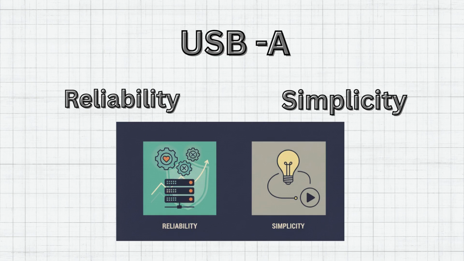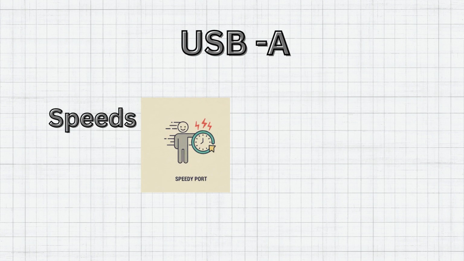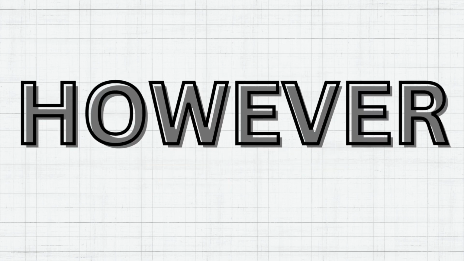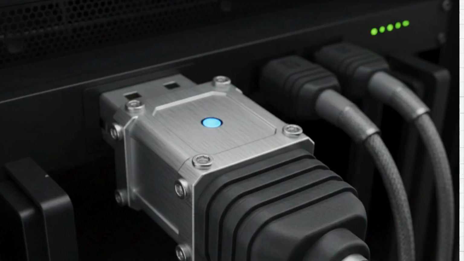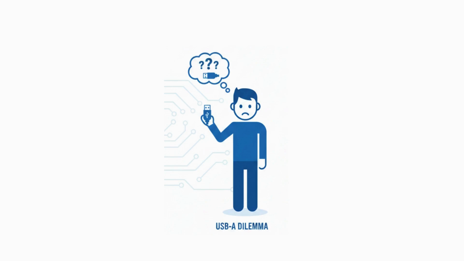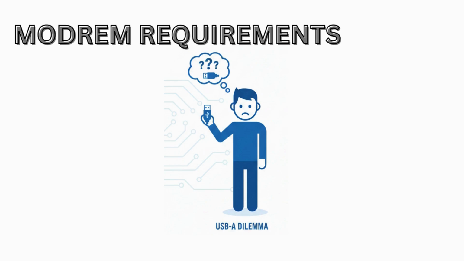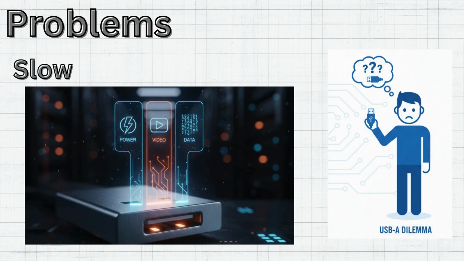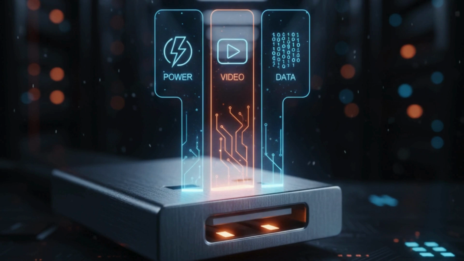Over time, USB-A improved internally with faster speeds, but the physical shape never changed. That consistency is why it's still everywhere today. However, USB-A has limits. It's bulky, not reversible, and struggles to support modern requirements like high-speed video and high-wattage charging. That's why newer devices are slowly moving away from it, even though it remains the most compatible port ever created.